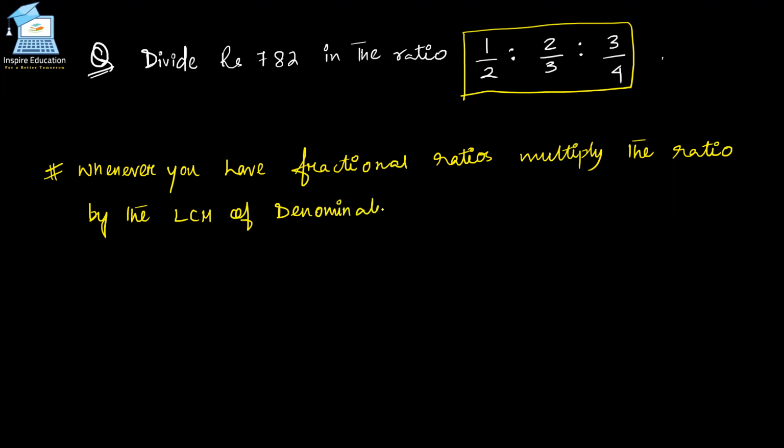Okay, multiply the ratio by the LCM of denominators. So do this and then start solving. So what are the denominators? I guess you guys know what a denominator is. In a fraction, the number at the bottom is called the denominator.